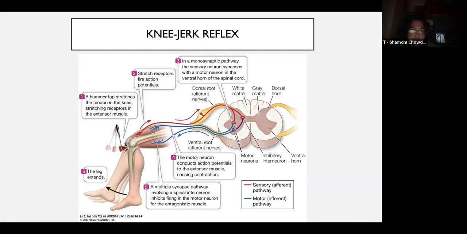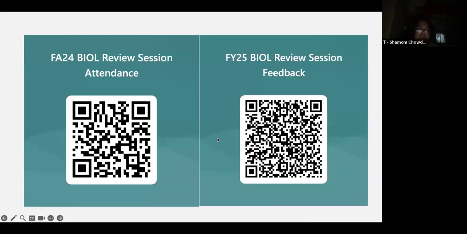It continues conducting action potentials, but now towards the muscle, causing a contraction, and it inhibits the antagonistic muscle. So an antagonistic muscle is basically the muscle that causes some relaxation. So it inhibits firing of the antagonistic muscle, but conducts action potentials in the extensor muscle, causing contraction, and now the leg extends, and that's the entire action potential pathway.